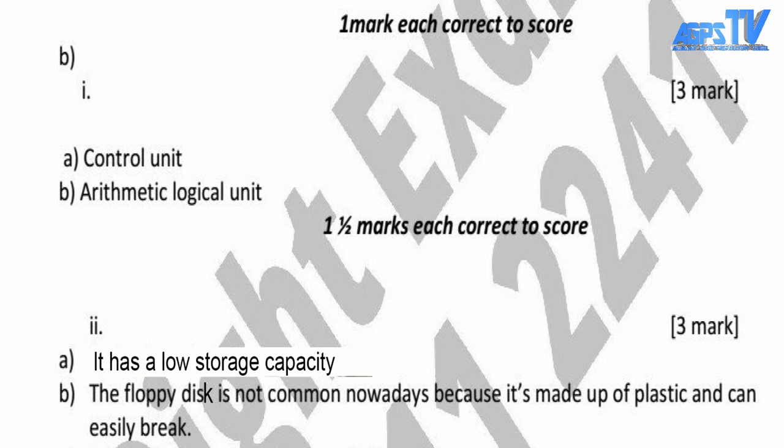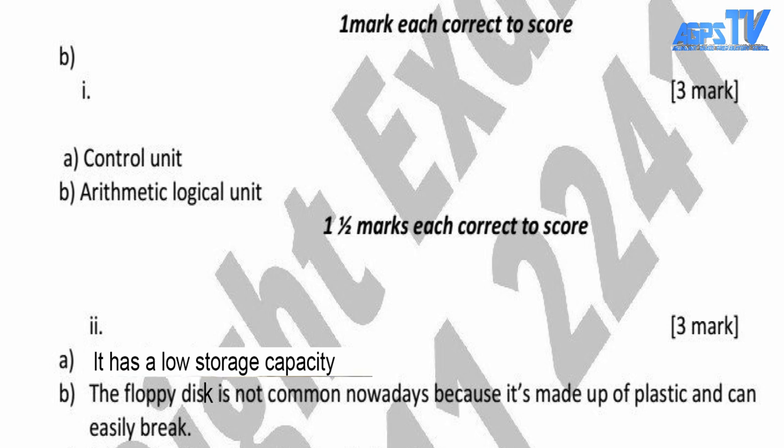it has a low storage capacity. When you compare the floppy disk to the pen drive, the highest capacity of the floppy disk is 1.44 megabytes, not even up to 1 gig. So obviously, it stores less information as compared to the pen drive. So the pen drive has taken its place.